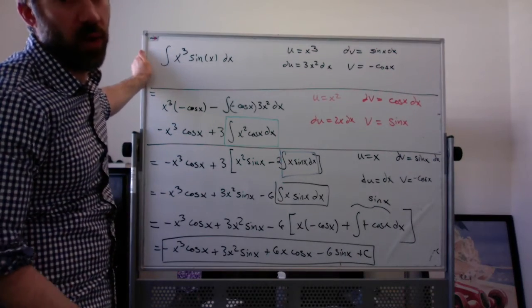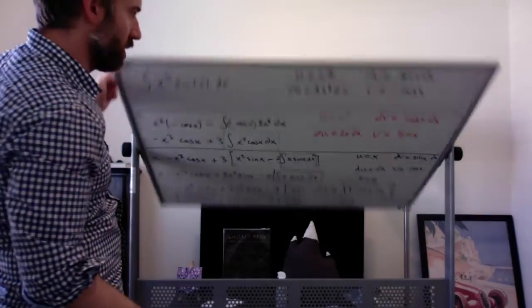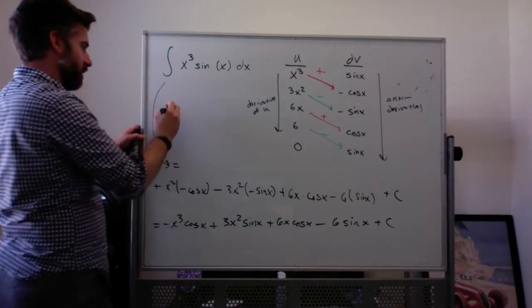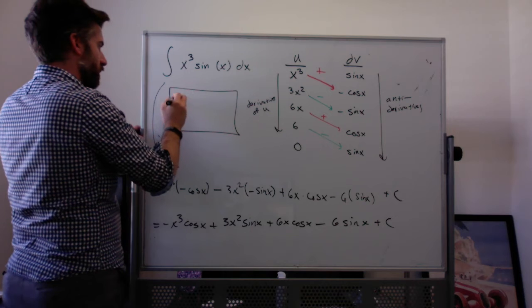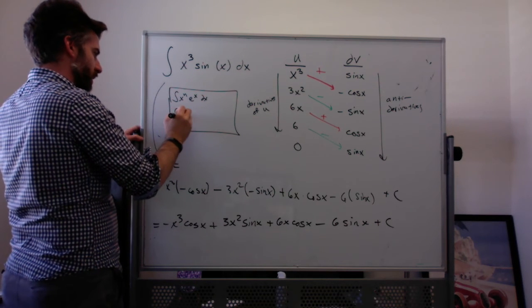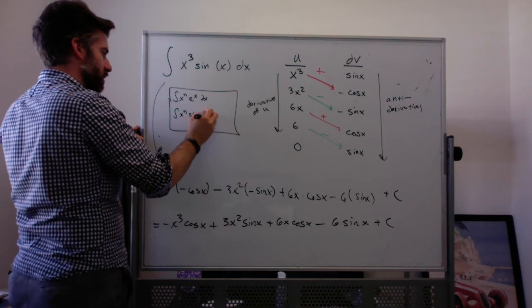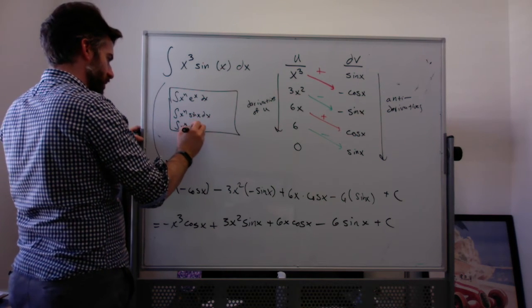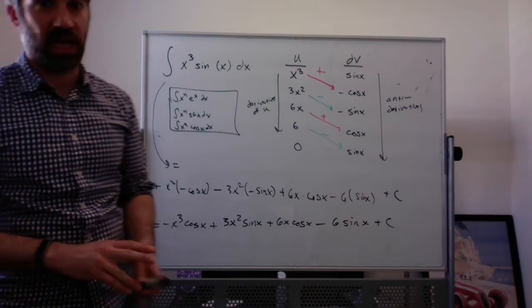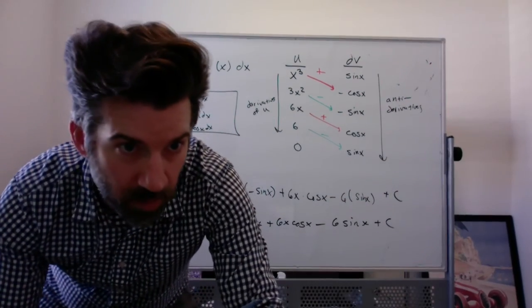So way, way, way less work to do it using the tabular method. So the tabular method works for anything like the integral of x to the n times e to the x, the integral of x to the n times sine of x, the integral of x to the n times cosine of x. Those are the only 3 types of integrals where you can use the tabular method for repeated integration by parts.